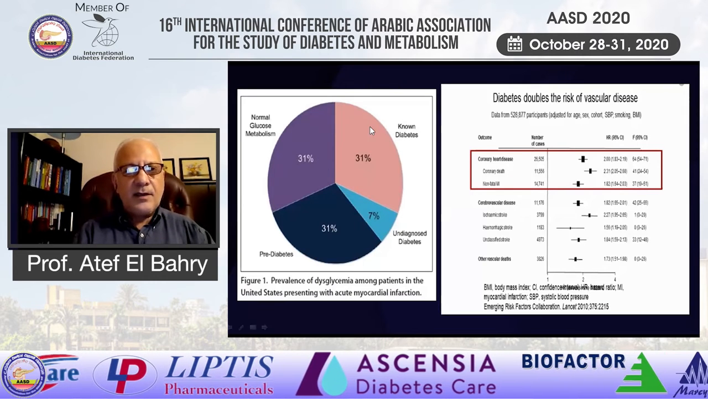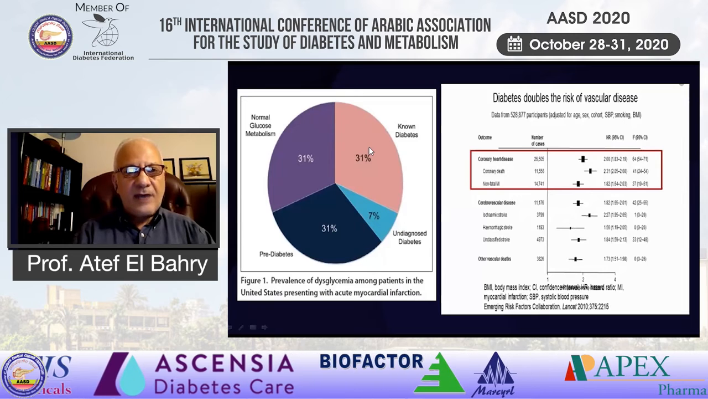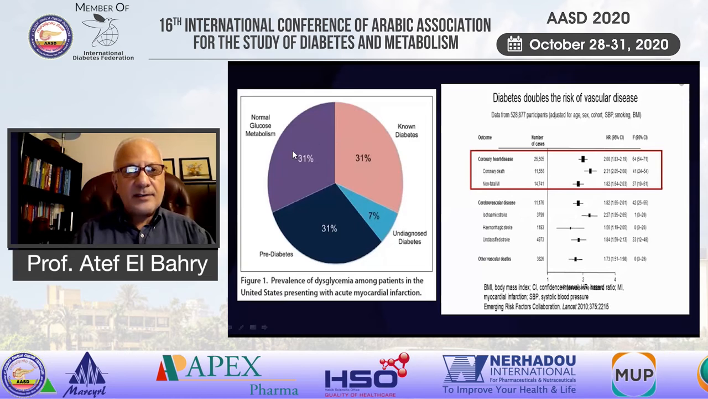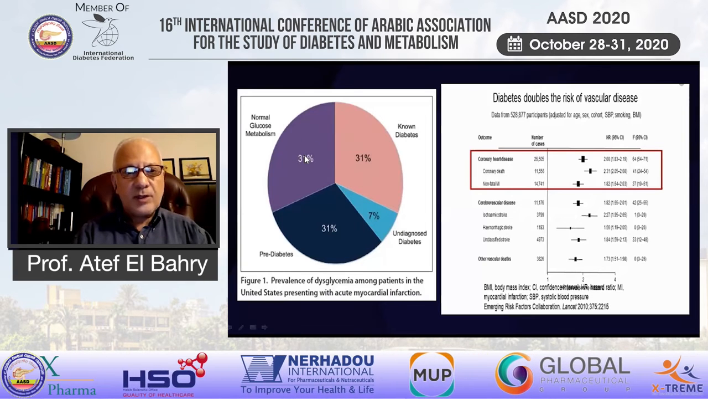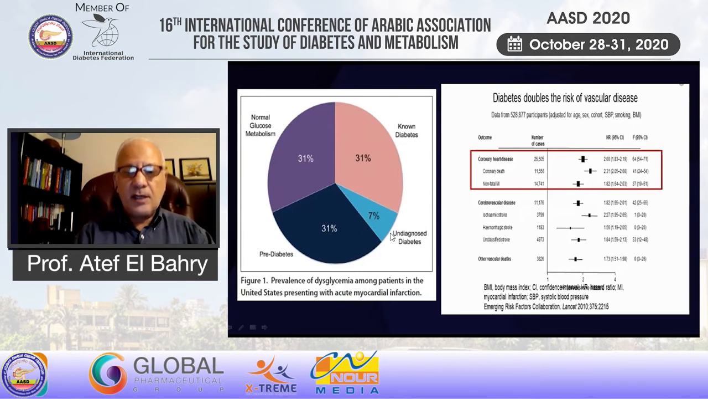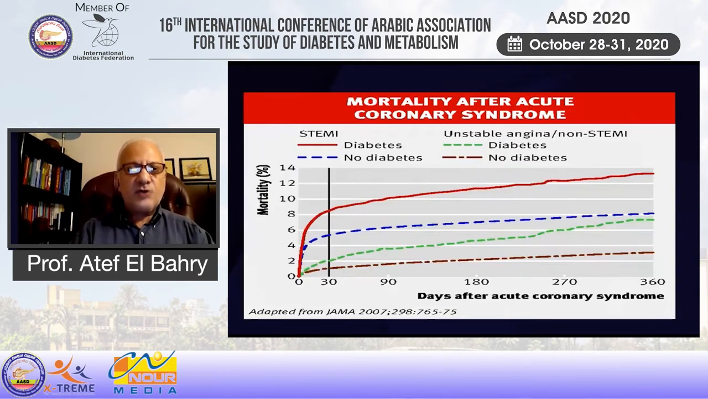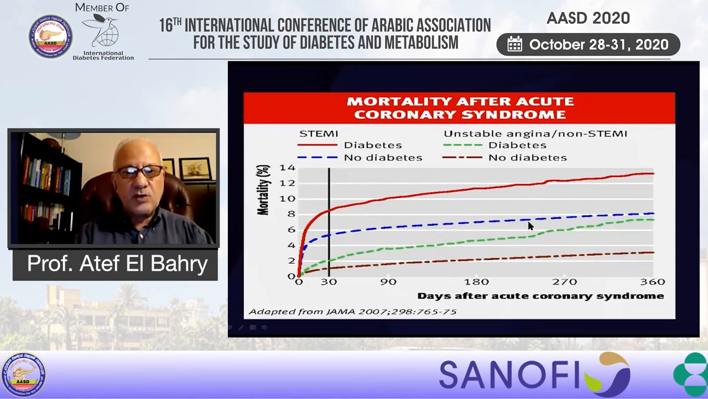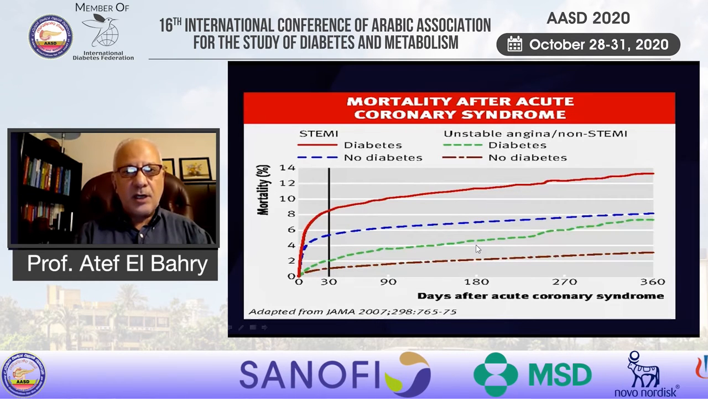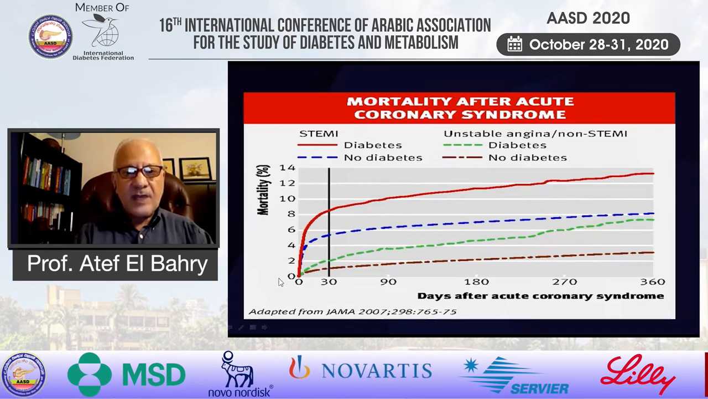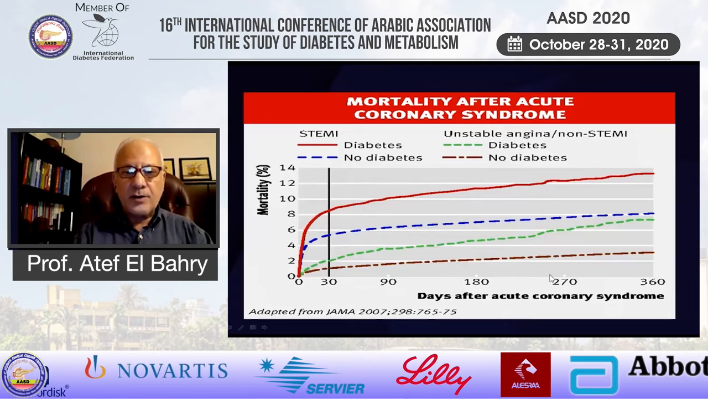And we can see that patients with non-diabetes have 31% prevalence of myocardial infarction, as do patients with normal glucose metabolism. And pre-diabetes has the same ratio, 31%, and 7% in undiagnosed diabetes. The mortality after acute coronary syndrome, as we see here, is very high for patients who have STEMI compared to patients with no diabetes. And patients with unstable angina and non-STEMI have higher mortality than patients who have no diabetes. And these are the days after the coronary syndrome.